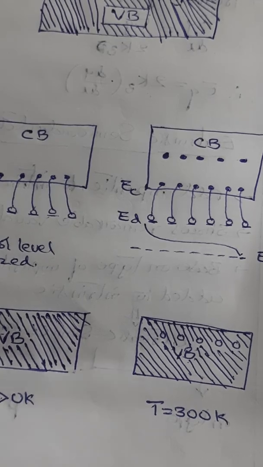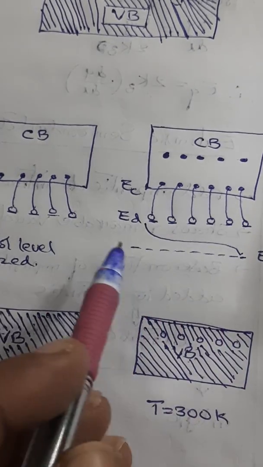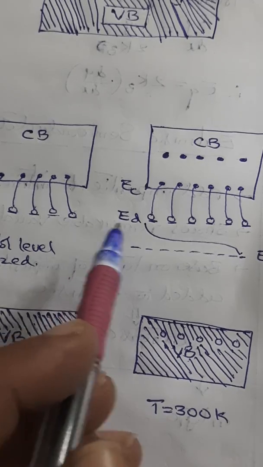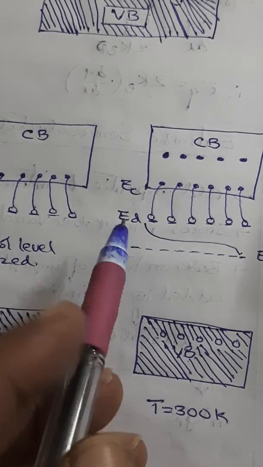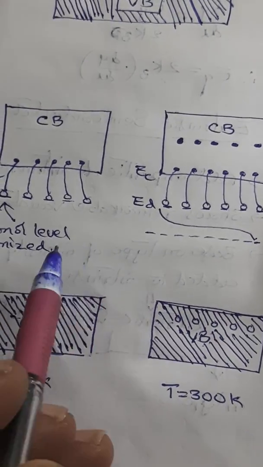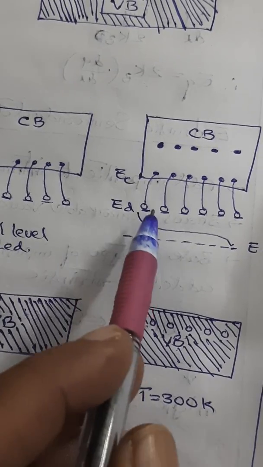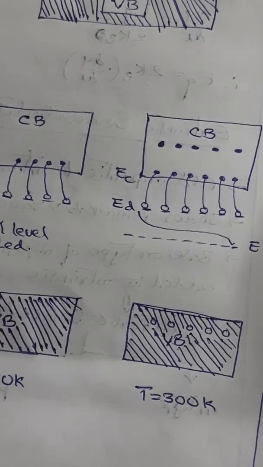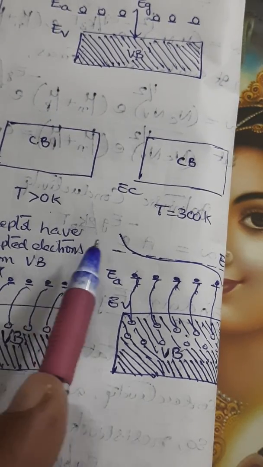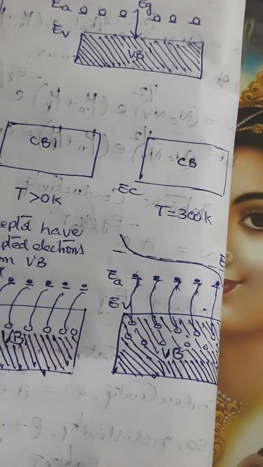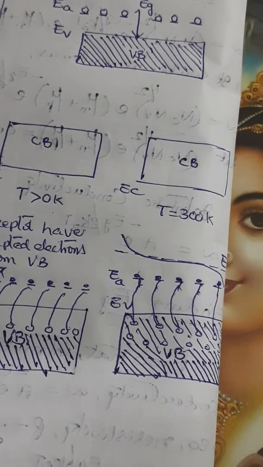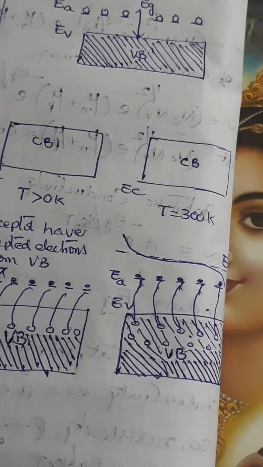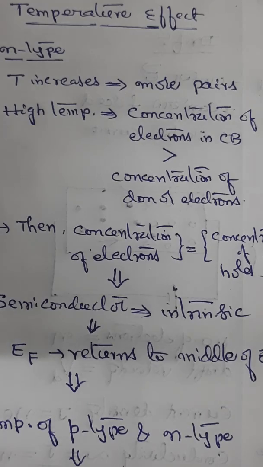Because if you see the previous diagrams of energy bands in n-type and p-type extrinsic semiconductors, you might have observed that the Fermi level is varying in the case of n-type as well as p-type. It's not lying in the middle. So there is movement of Fermi energy level based on temperature. Therefore, let us try to understand what are the effects of temperature on Fermi energy level.